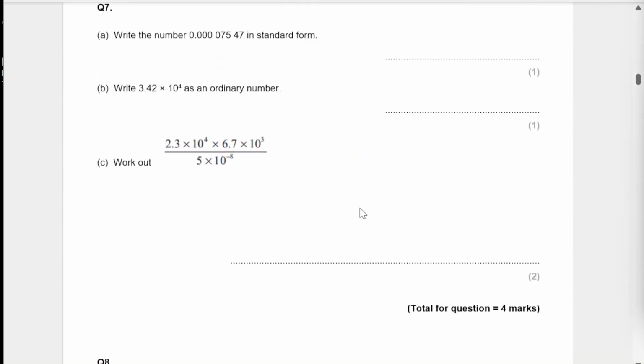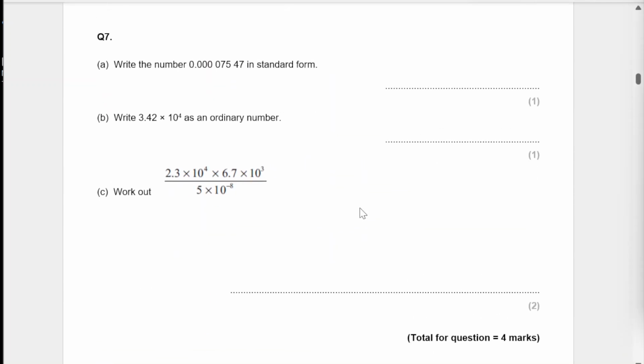Okay, question 7. Write the number in standard form. So I want to put a decimal between the 7 and the 5. So my digits are going to be 7.547 times 10 to the power of something. And then I've had to move my decimal point from there down to there. So I've moved it 1, 2, 3, 4, 5 places. So it'll be to the minus 5.